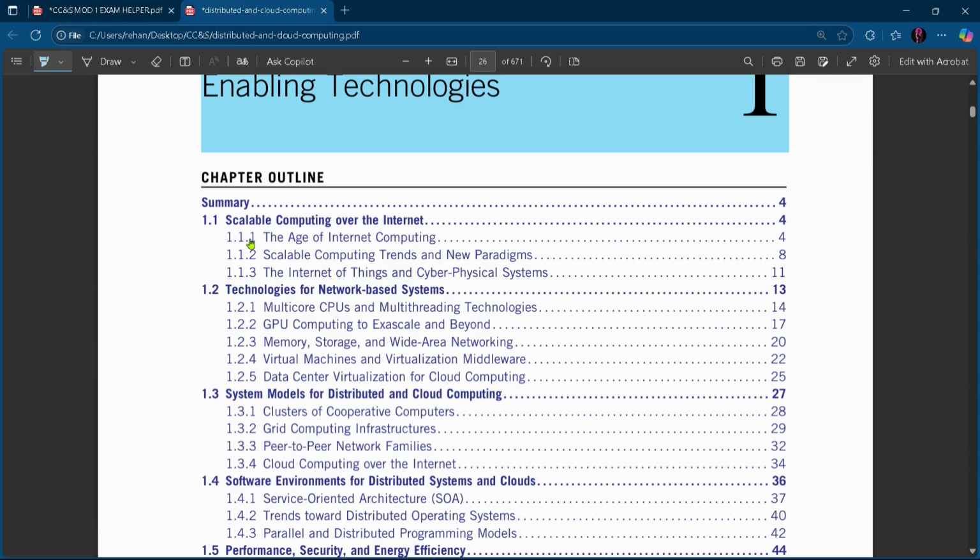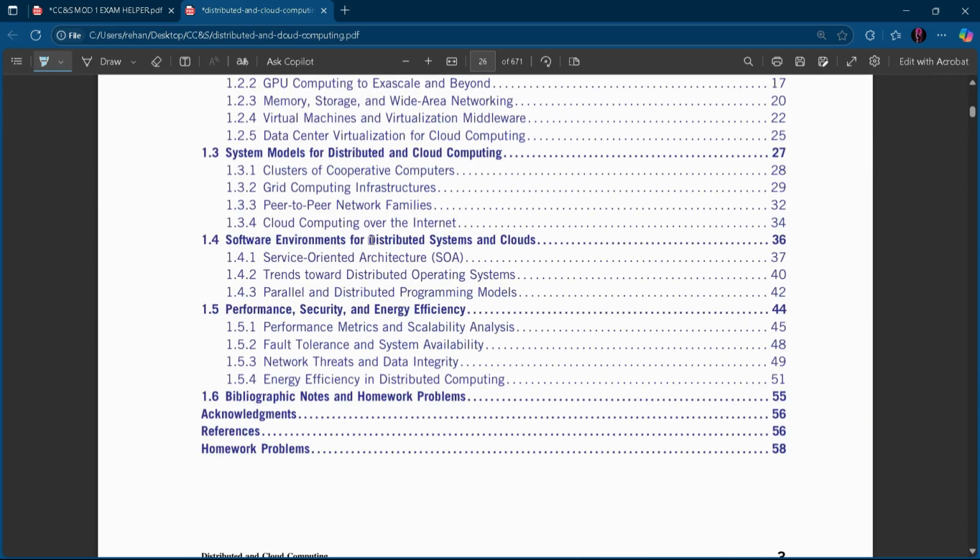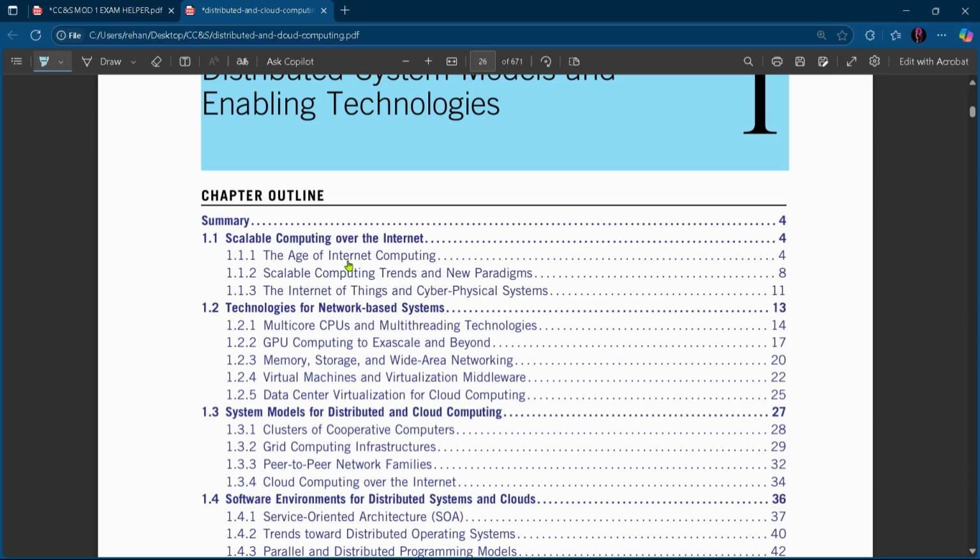Under the age of the internet, we again have a few subtopics which I have already written down and kept in my paper, like my own notes. But you don't have to worry about that. Under the first topic, we have six: 1.1, 1.2, 1.3. So this age of the internet has six subtopics. The scalable computing has four, and the IoT is just two. The easiest part is the Internet of Things and cybersecurity. Scalable computing trends and new patterns are new and advanced technology which you have to remember. The age of the internet is from the beginning till present.